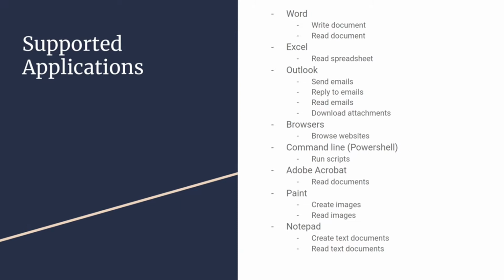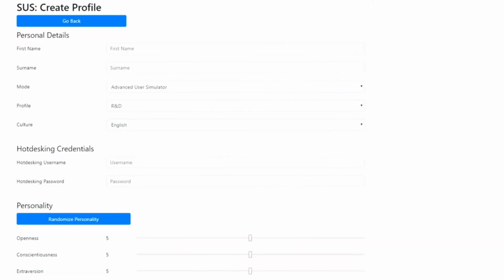Adobe Acrobat, PDFs obviously very common, and Paint and Notepad, sort of fun ones that were proof of concepts back in the day. So we have general profiles here. We can see where we can assign first name, surname.